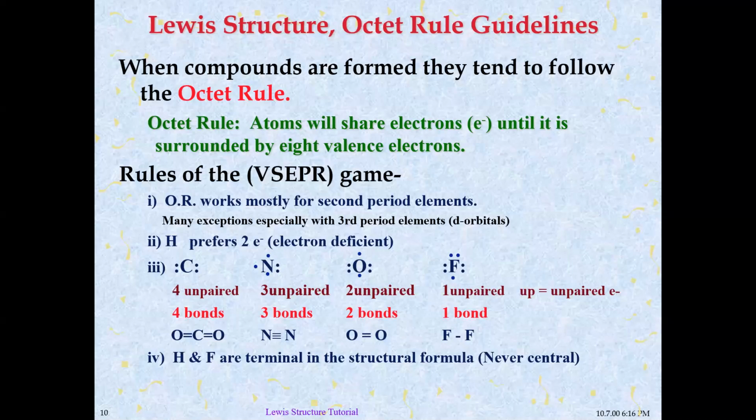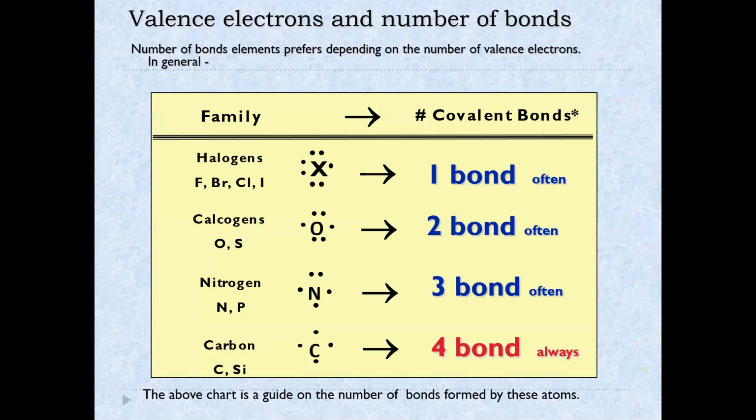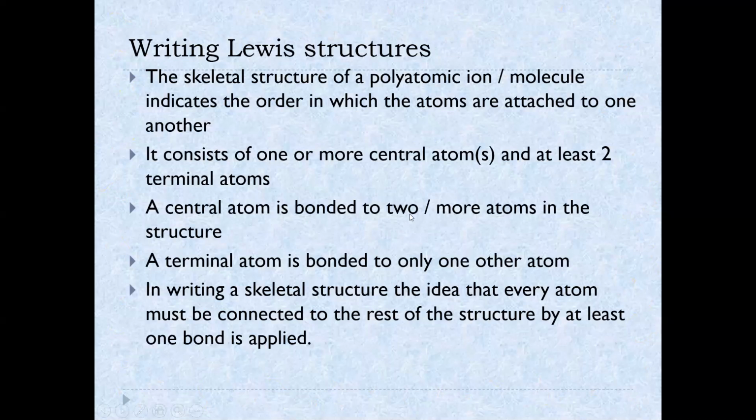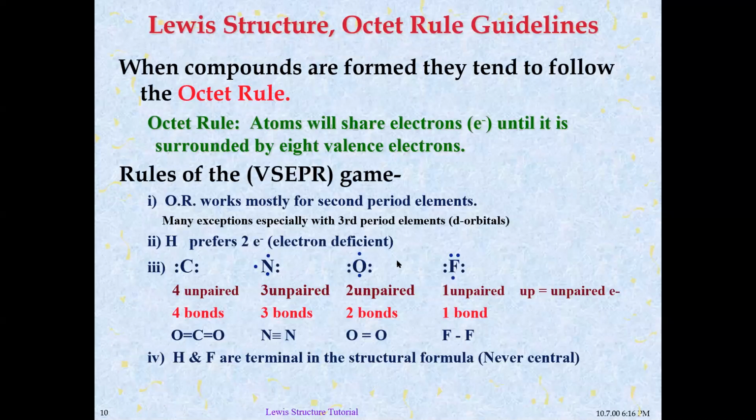And remember, we said in drawing this, we also have what we call the central atom. So hydrogen and fluorine can never be central atoms. The reason why we remember the definition of our central atom is that a central atom is bonded to 2 or more atoms in the structure. And because hydrogen can only have 1 bond, it can't be bonded to 2. Fluorine can only have 1 bond, cannot be bonded to 2. So hydrogen and fluorine are always terminal atoms in the structural formula. You can never see hydrogen or fluorine as a central atom.